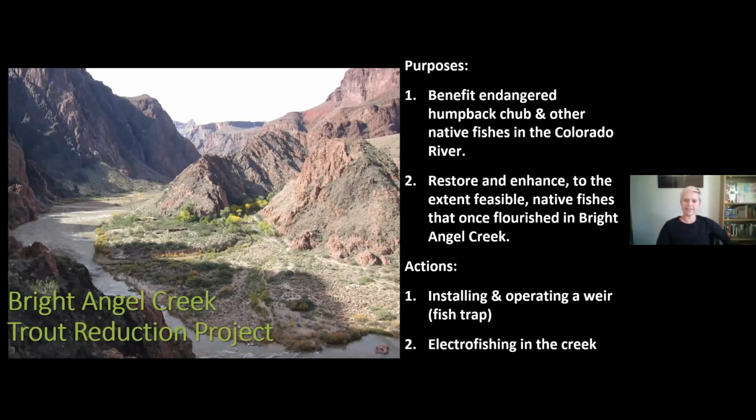So this is sort of the second phase of things that we are doing in Grand Canyon to help the native fishes, and that's the Bright Angel Creek Trout Reduction Project. The purposes are to benefit the chub in the Colorado River and benefit the chub and other native fishes that once were in the Bright Angel Creek. And so we do that by running a fish trap or weir in the wintertime when the trout are spawning, and also by backpack electrofishing in the creek.